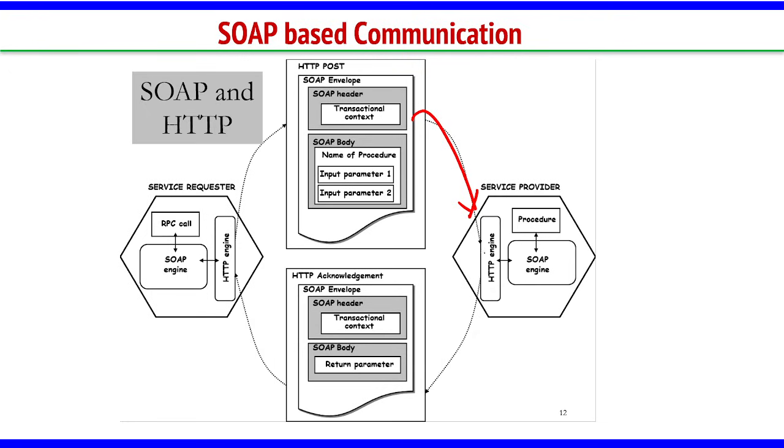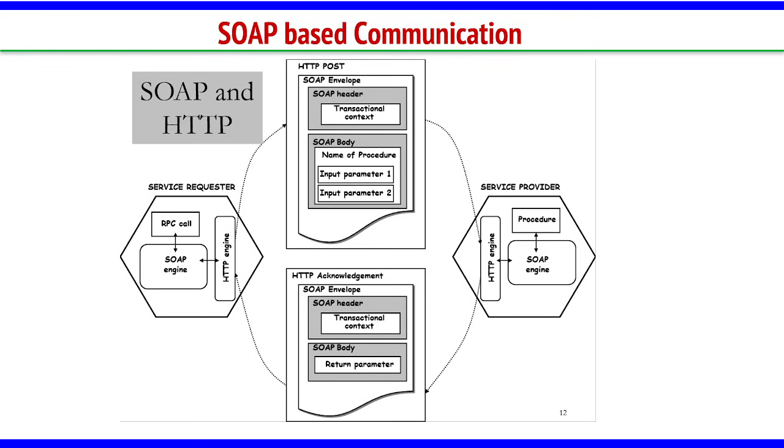The service provider again takes that and gives it to the SOAP engine. The SOAP engine will extract the actual procedure, the actual thing which he wants to execute. It will execute and give the response back, right. So, you see, HTTP acknowledgement. The web service gives back the response. Even the response is in the SOAP message format only, and it is sent back to the requester, right. So, this is how it happens.